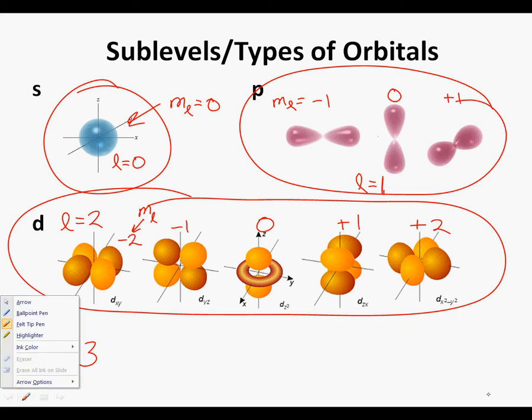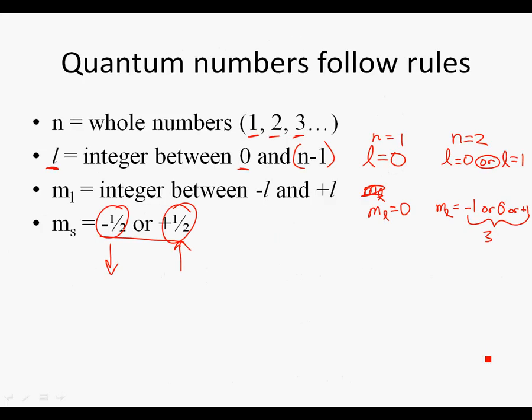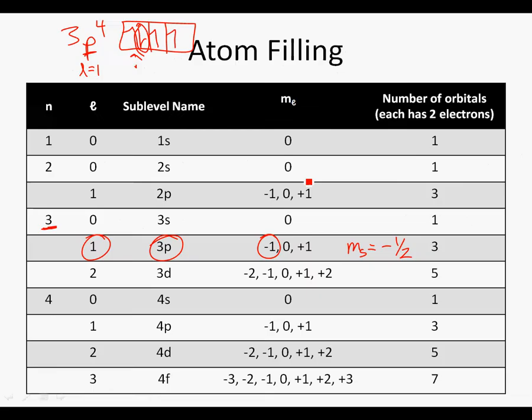So notice these rules that we had for the quantum numbers, that L has to be an integer between 0 and n-1. That actually controls why there aren't any d's in the first energy level. If the d's were in the first energy level, it would have an L equal to 2, but you can't have an L equal to 2 in the first energy level because L can only be between 0 and n-1, which is 0. So in the first energy level, you can only have an L equal to 0. That's why the first energy level only contains an s orbital.